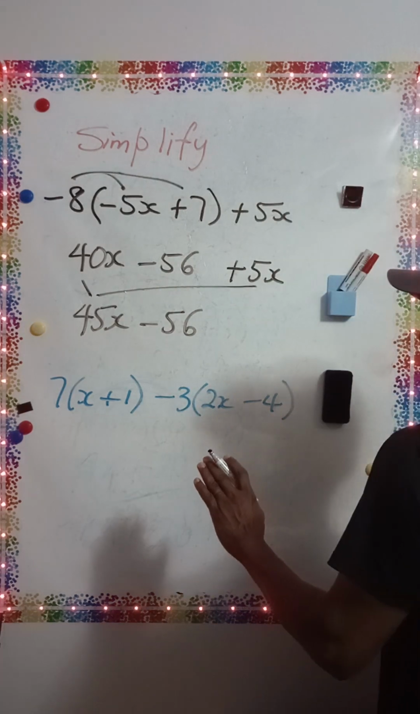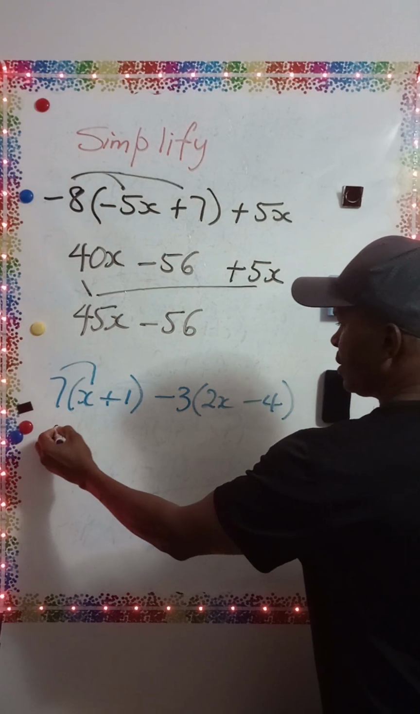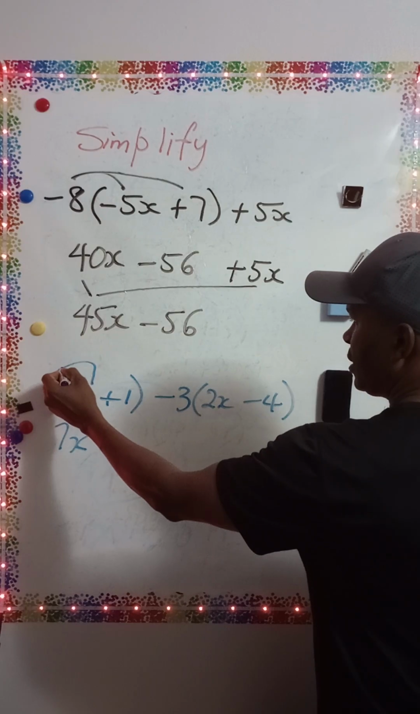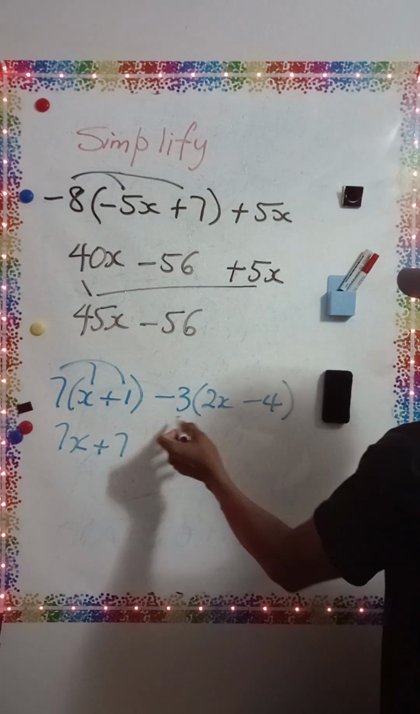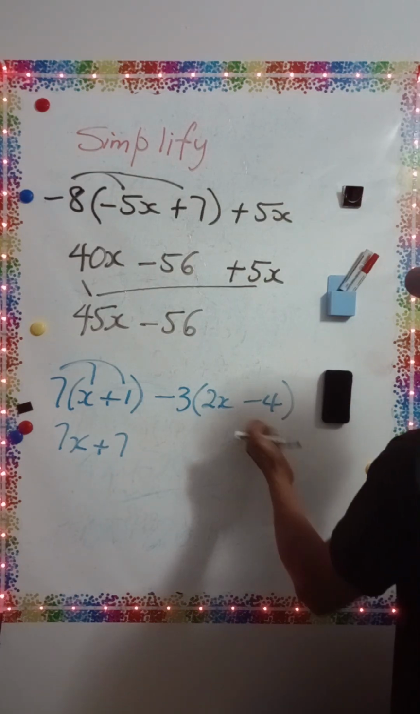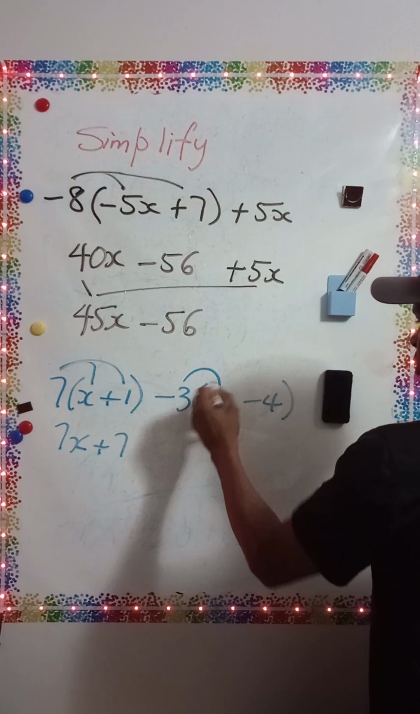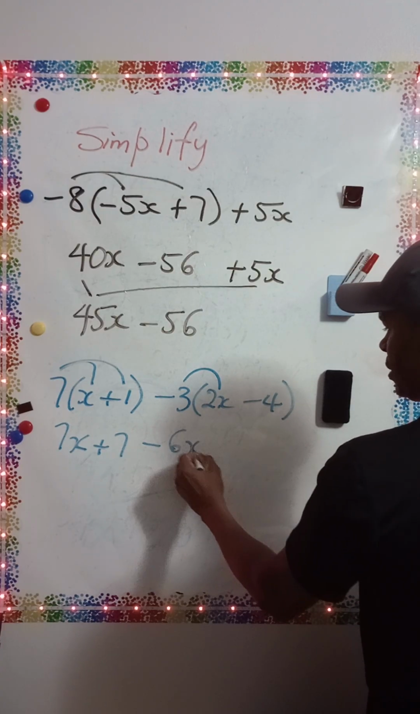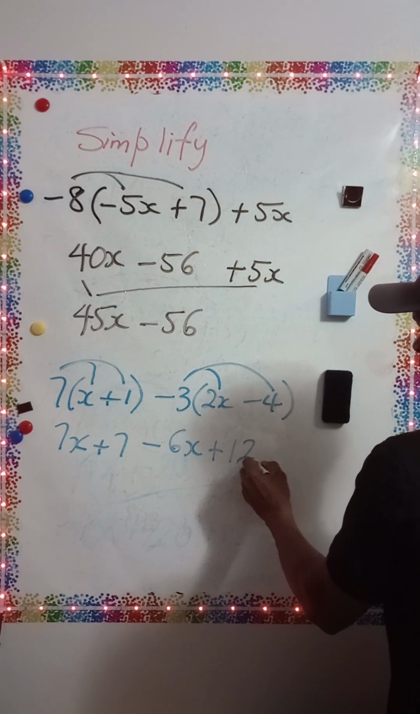You've got to take your time now and distribute. We have 7 times x is 7x. 7 times 1 is 7. Over here, we're going to distribute negative 3 over this binomial in the parentheses. Negative 3 times 2x is negative 6x. Negative 3 times negative 4 is positive 12.